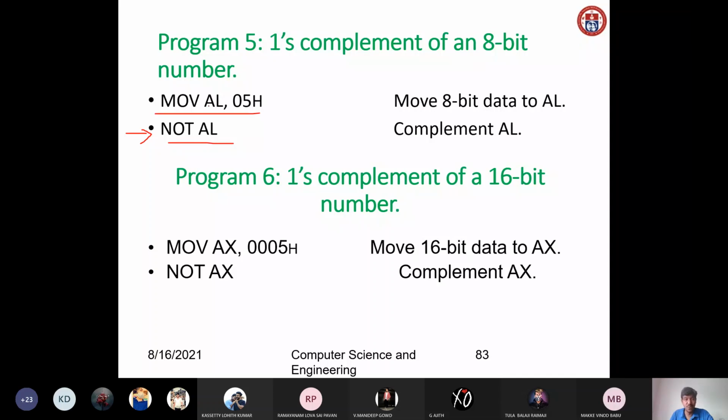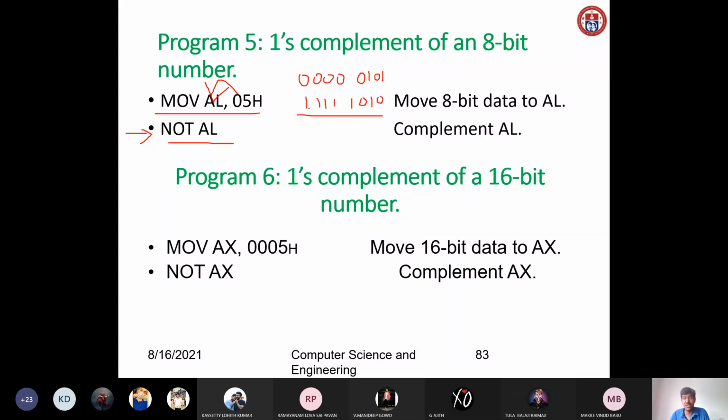So the first one is the same, MOV AL, 05. This will move the 8-bit data 05 into AL. Now what is the AL value? 00000101. This is the AL value. Now we are going to perform the NOT operation. NOT operation means simply a negation: 0 means 1, 1 means 0. So 1, 1, 1, 1, then this 0 becomes 1, this 1 will be converted into 0, 0 becomes 1 and 1 becomes 0. This is a NOT operation.